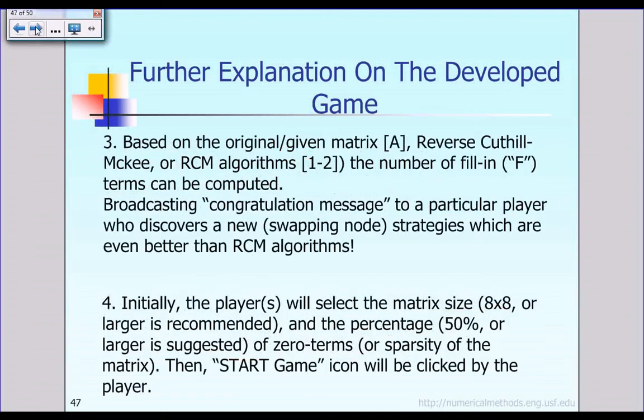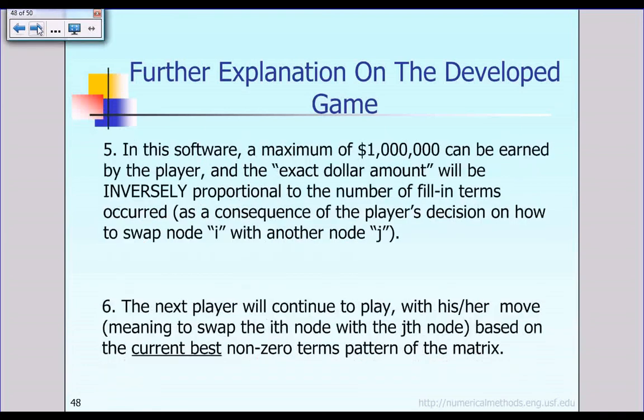Also, like I told you, if through your swapping the node, like a chess game move, that results in the new matrix A star that has a lot less fill-in term, then the computer will broadcast a congratulation message to the player who discovered the new strategy that is better than the existing strategy. If you go to that website, you will see some different matrix sizes and different sparsity. We suggest you select the big matrix size. When I say big here for education, I mean like 8 by 8, and also select a lot of sparsity. So you select that one and you can begin to play the game.